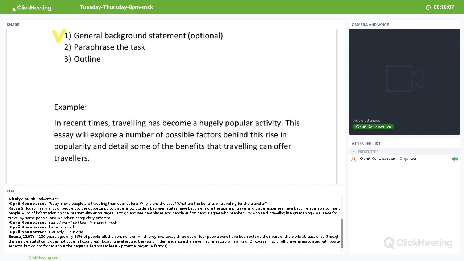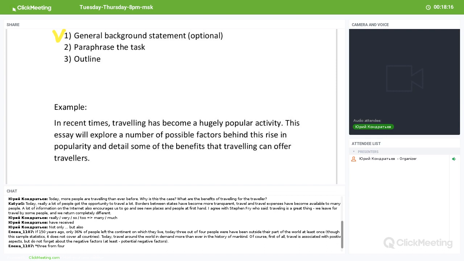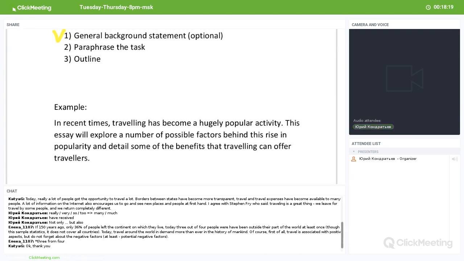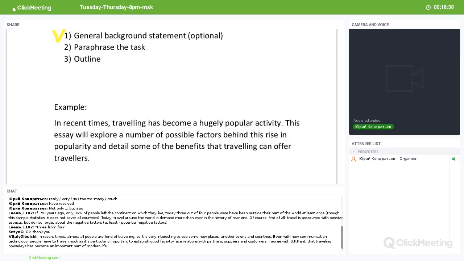Okay, so Elena, if 150 years ago, only, you don't need a comma before "only", 36% of people left the continent on which they live, I think lived. Oh, okay. Today, 3 out of 4 people have been outside their part, without "were", yes, "have been". Or 3 from 4 people have been outside their part of the world at least once. Okay.